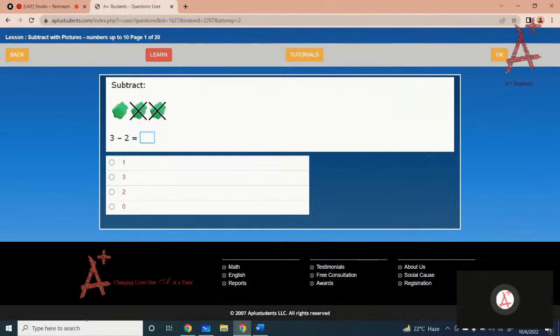Only one is not crossed out. Look, this one is not crossed out. So that means when you start with 3 and take away 2, you are left with 1. Got it?